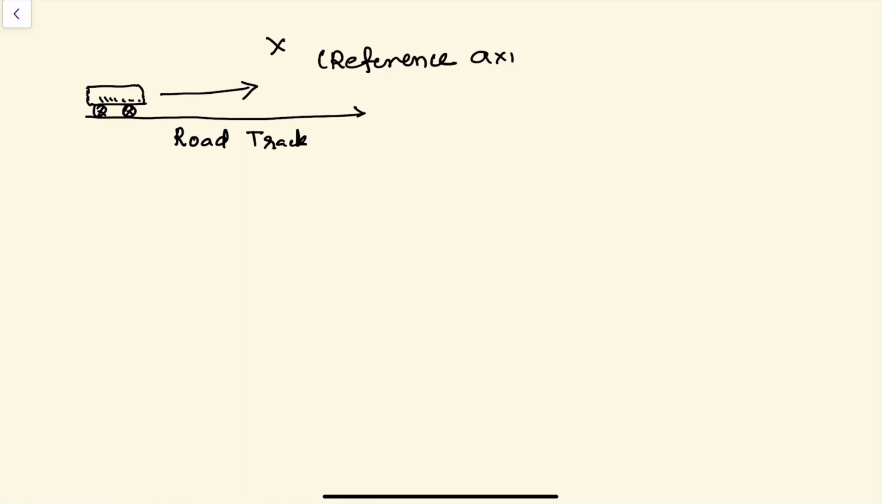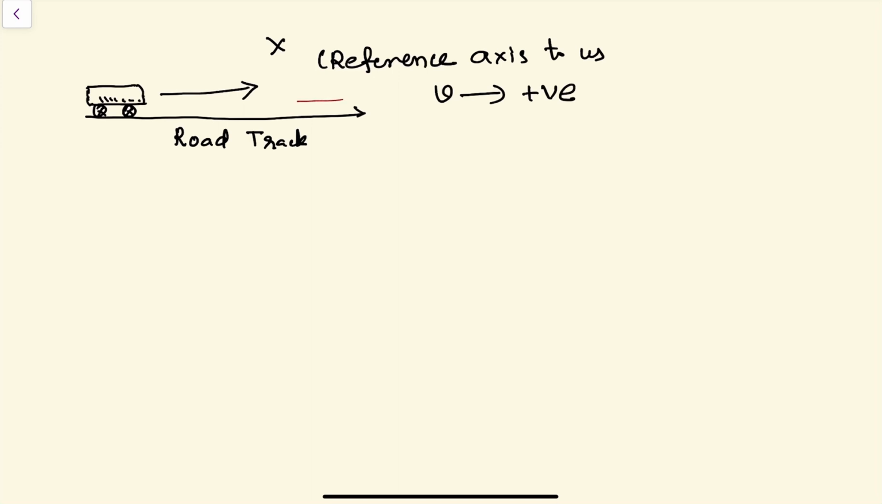See, this is a road track or train track, whatever it is. A car is moving, a bus is moving, which is moving to the right side, x direction. This is a reference axis to us, right? Now, velocity in this direction is taken as positive.